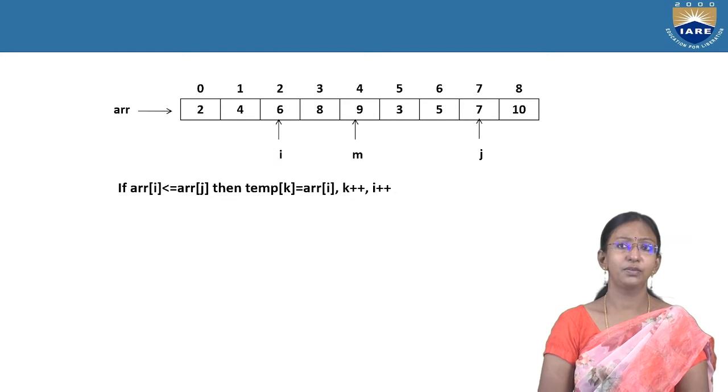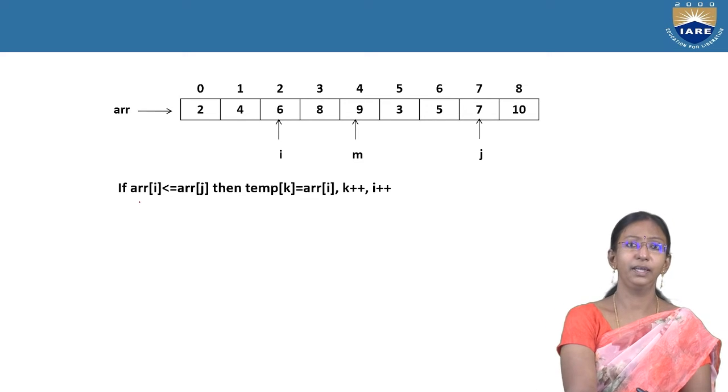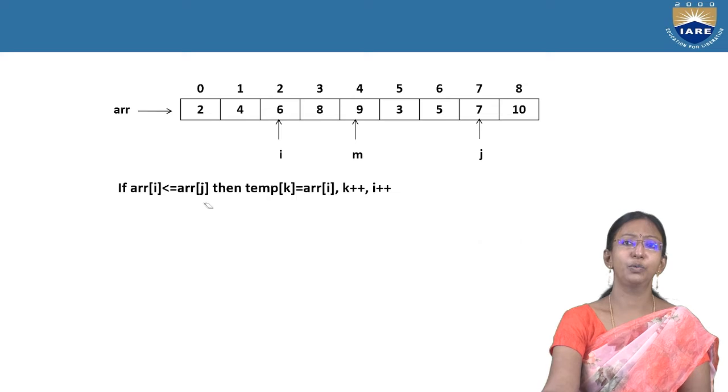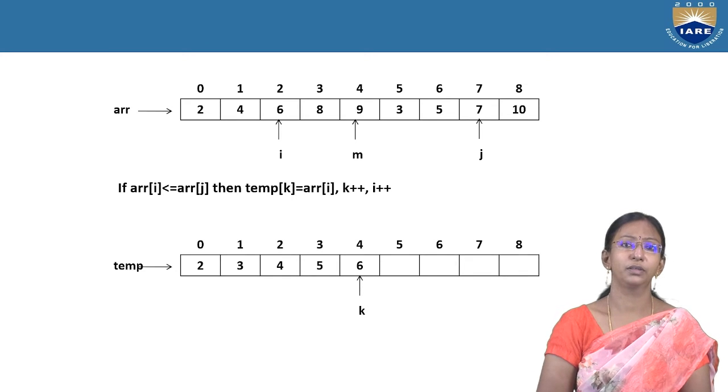i is pointing to 6, whereas j is pointing to 7. i is pointing to 6, j is pointing to 7. 6 is less than 7. Now i has won the battle. As i has won the battle, 6 will be copied to temporary.